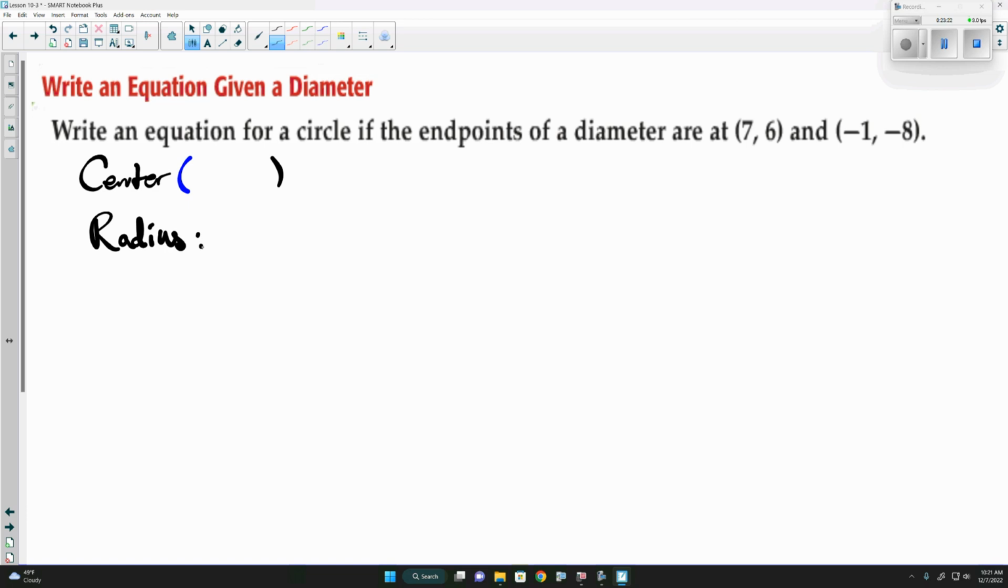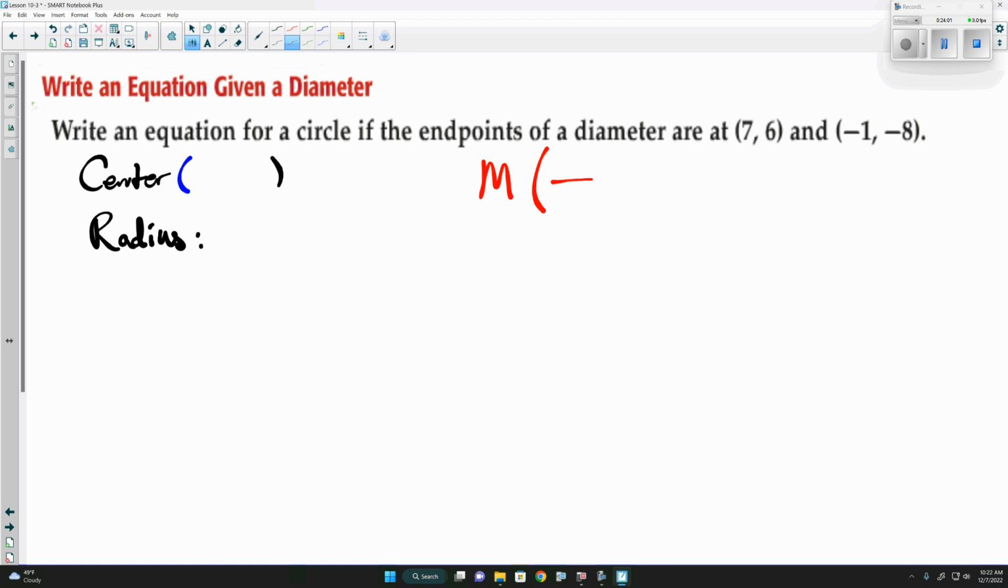So, we need 2 things to find the equation of the circle. We need the radius, and we need the center. Now, there's different ways we can start this problem. One of them is we can find the distance from the 2 endpoints, and then cut it in half, and then go from that to find the midpoint, because the center is going to be at the exact middle. However, it might be a little bit easier to find the midpoint of the 2 endpoints, because the midpoint of the 2 endpoints would be the center.